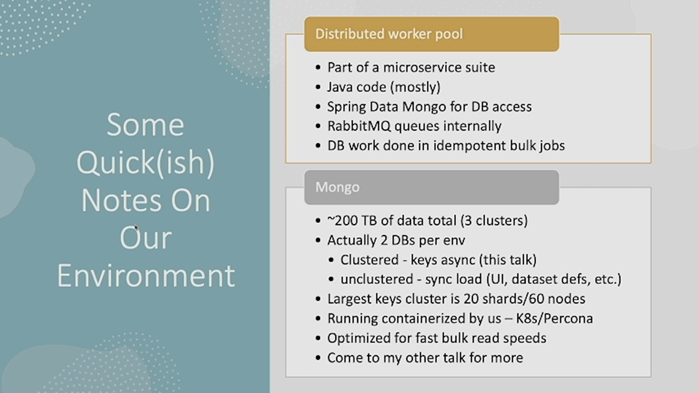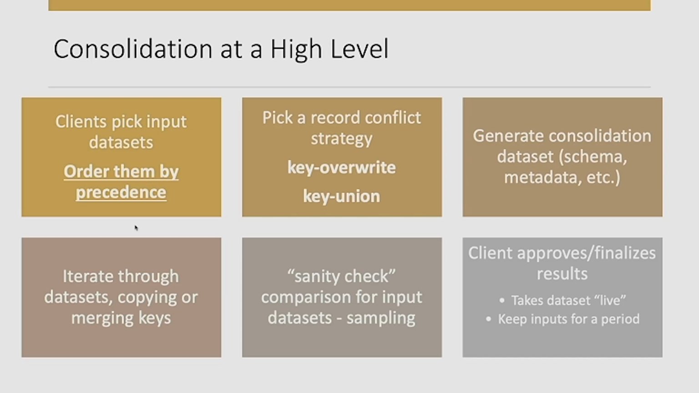For Mongo, we have about 200 terabytes of data total spread across 3 different clusters or environments. We actually do have another Mongo database in each environment for the synchronous UI workload, dataset schemas, things like that. Our largest key cluster is 20 shards or 60 nodes, and we're running all this containerized using Kubernetes and Percona. So we manage things ourselves. We're heavily optimized for fast read speeds. I have another talk later on in the conference here, going into a lot of this in more detail.